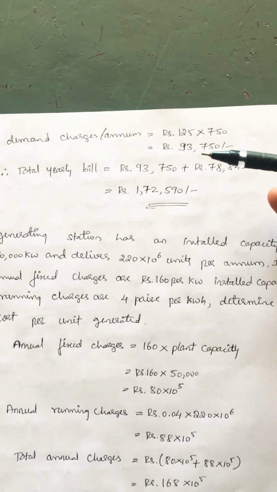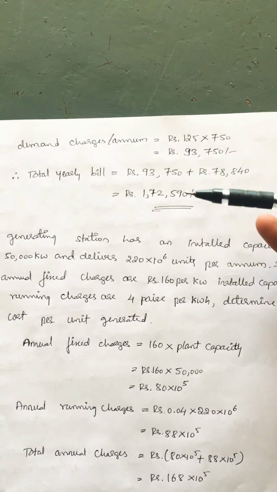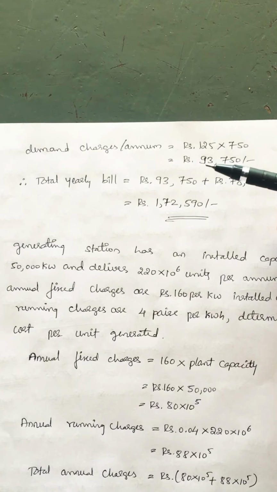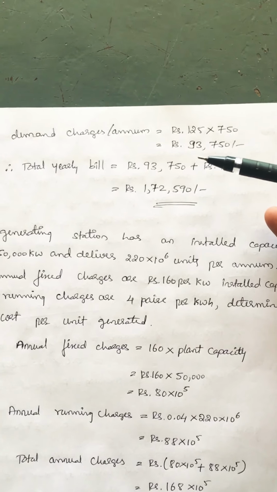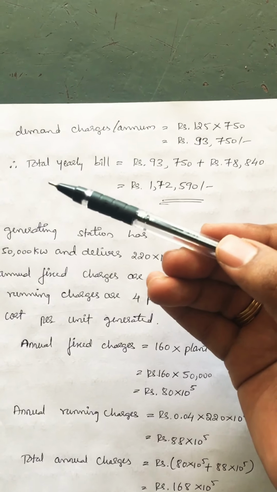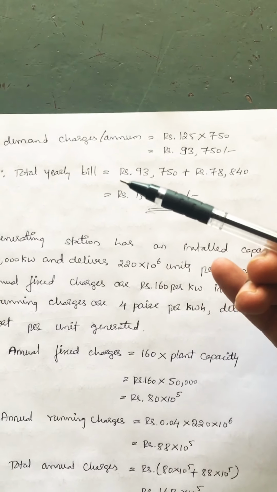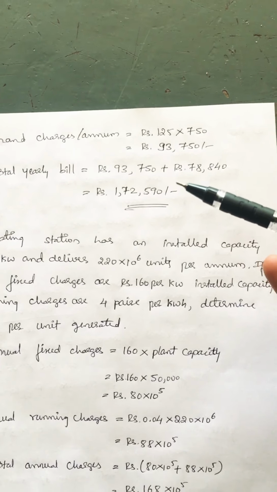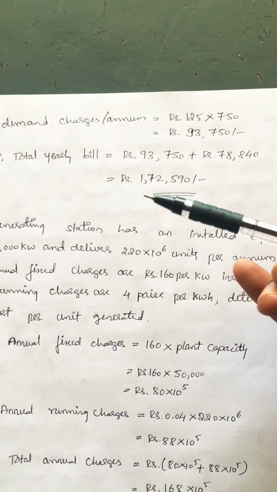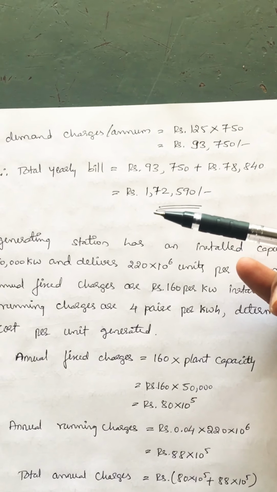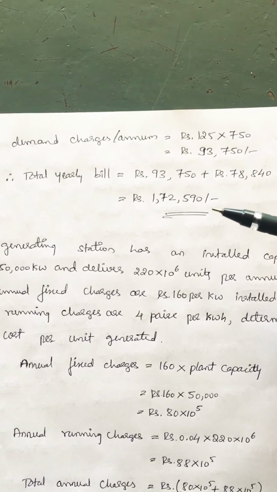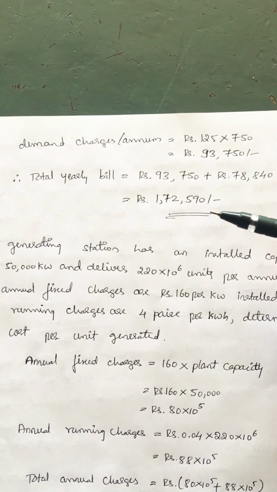Now we have the energy charge for the consumer per annum and the demand charges per annum. If you add both the charges, that will be your total yearly bill: rupees 93,750 plus rupees 78,840 gives the total yearly bill as rupees 1,72,590. This is the total yearly bill.